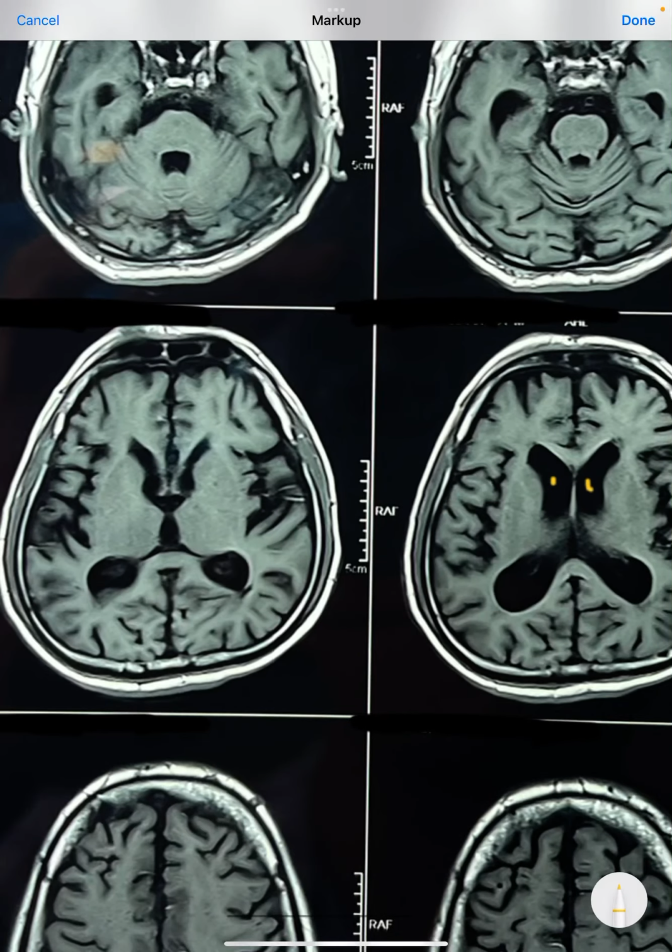Now, to find the third ventricle, you must know the thalamus, and this is the area of the thalamus. So in between the two thalami, you can see the third ventricle. So this is the third ventricle.